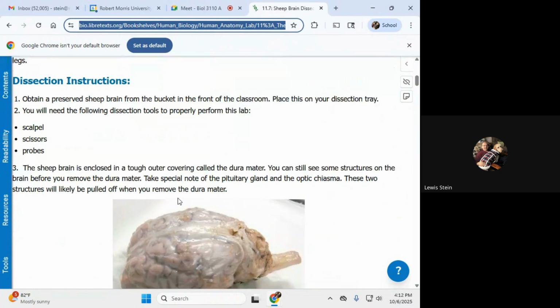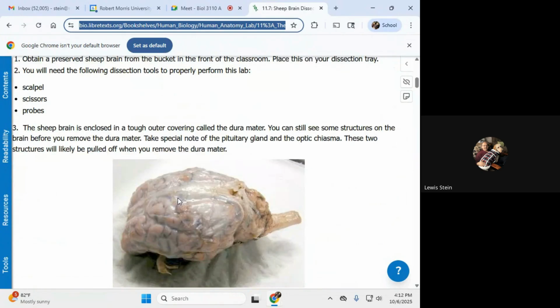Scalpel, scissors, probes, we have all those ready. This is one with Dura. So you can see it there. And this is exactly what you'll be looking at. When you see the darkened areas, these little blood vessels. So here, tough outer covering called Dura. You can still see some of the structures before you remove it. Underneath, you're going to see the pituitary and the optic chiasm. You're going to see a lot of dark stuff.